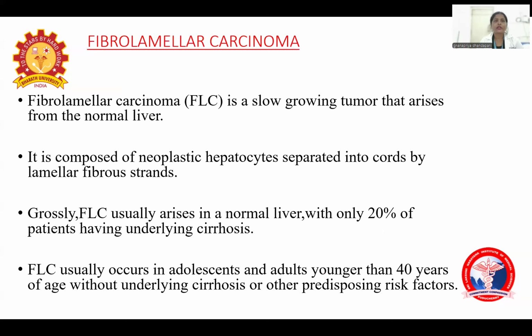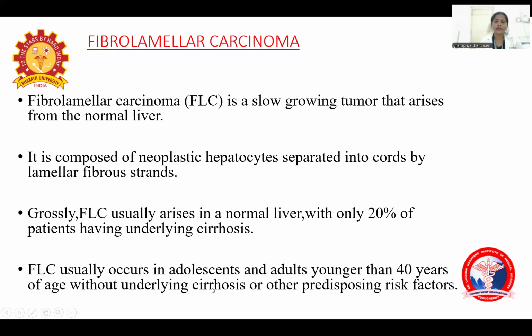Coming to the other variant, which is the fibrolamellar variant or fibrolamellar carcinoma, it is a slow-growing tumor that arises from the normal liver, so not in a cirrhotic liver. It is composed of neoplastic hepatocytes separated into parts by lamellar fibrous strands. Grossly, it usually arises in a normal liver, with only 20% of patients having underlying cirrhosis. So FLC usually occurs in adolescents and adults who are younger than 40 years of age, without underlying cirrhosis or other predisposing risk factors.